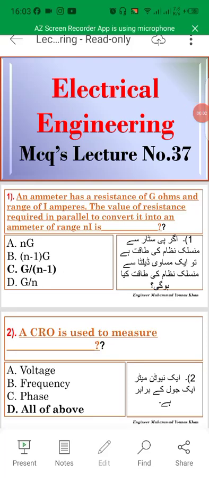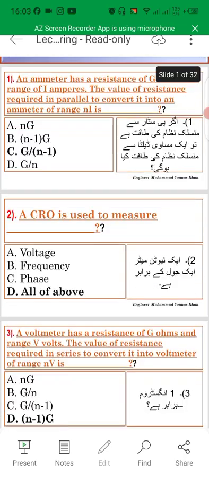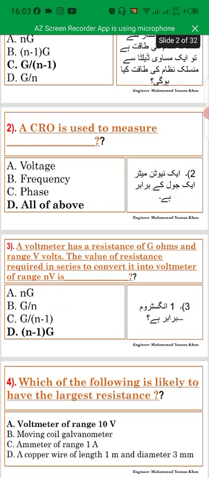An ammeter has a resistance of G ohms and range of 1 ampere. The value of resistance required in parallel to convert it into an ammeter of range N amperes is G by (N minus 1). A CRO is used to measure voltage, frequency, phase.